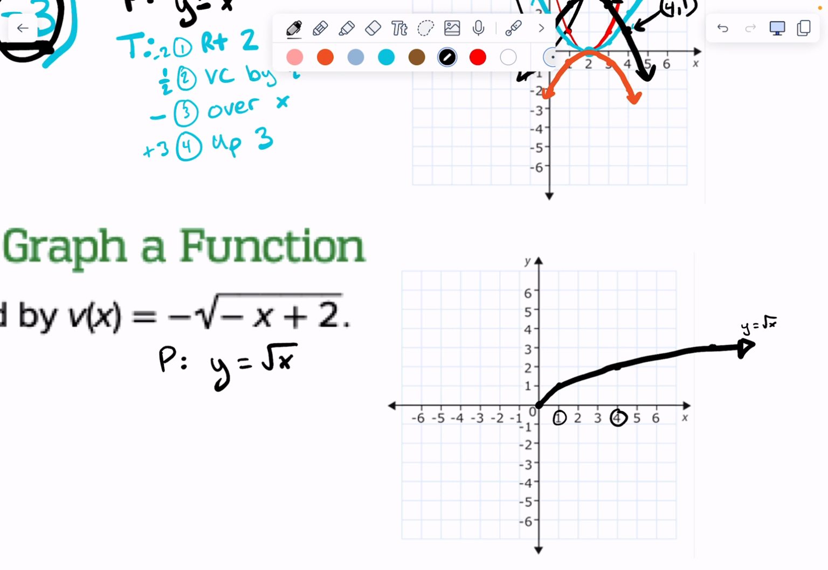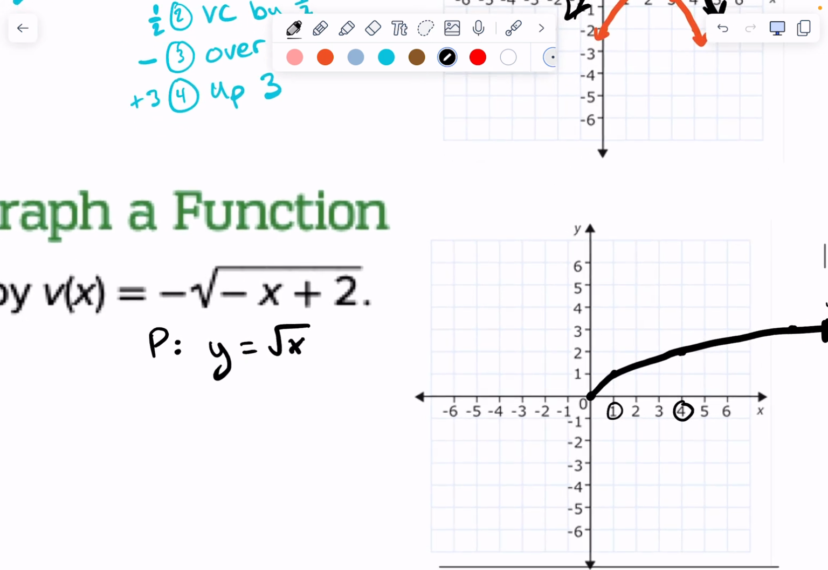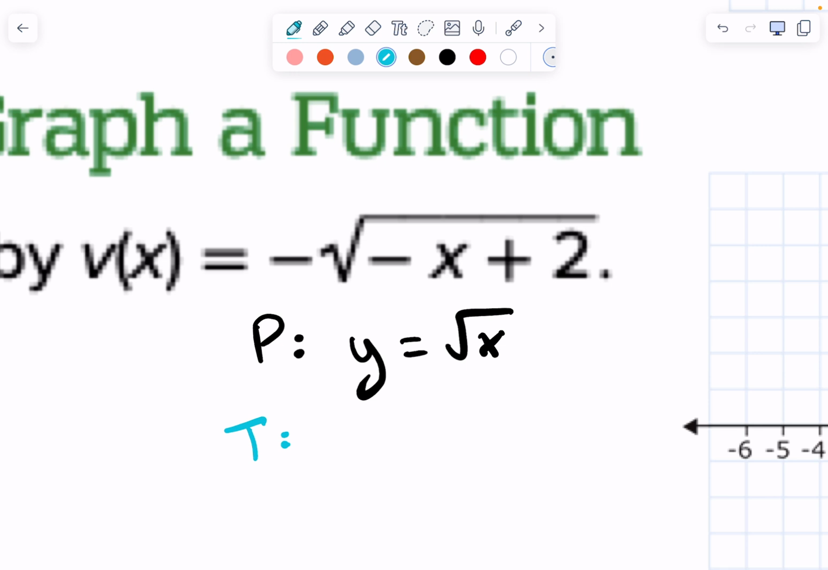This one's not so bad. All right. We have to figure out the transformations. What's happening? How many things are happening to him? Three things are happening, right? 1, 2, 3. They are this guy, this guy, this guy.